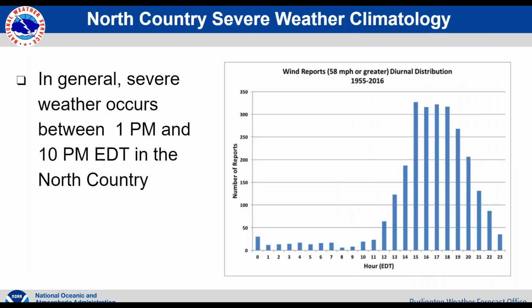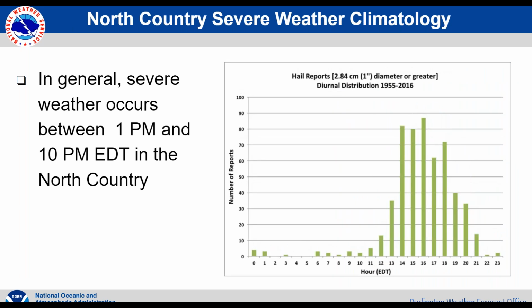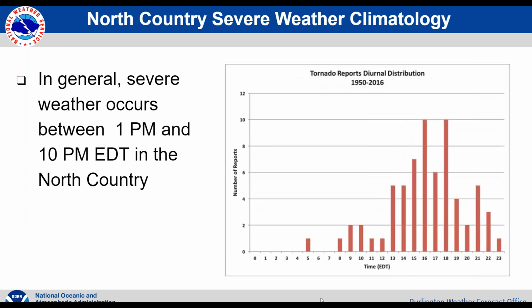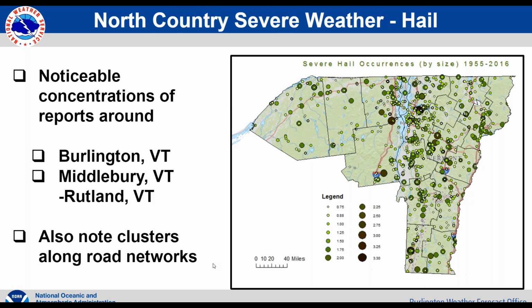We usually observe our severe weather between 1 p.m. and 10 p.m. for each of our severe weather hazards. You'll notice there's probably a bit of a discrepancy just on the fact that a lot of people are asleep between midnight and 7 or 8 a.m. So with that, we still really do need that daytime heating to produce severe weather in our region, generally occurring between 1 p.m. and 10 p.m.